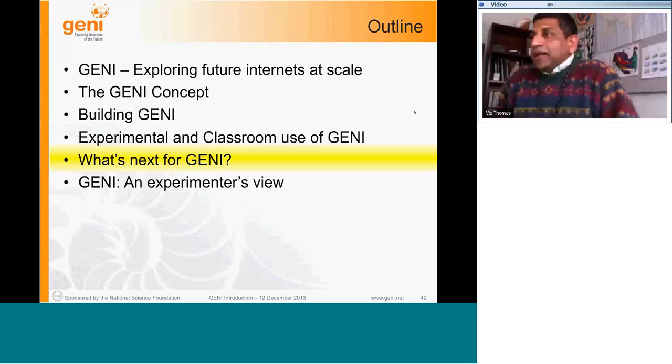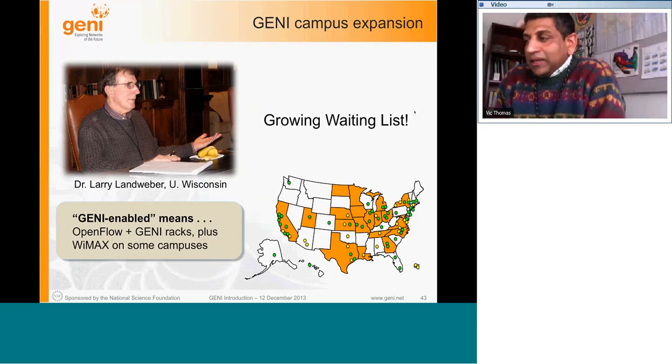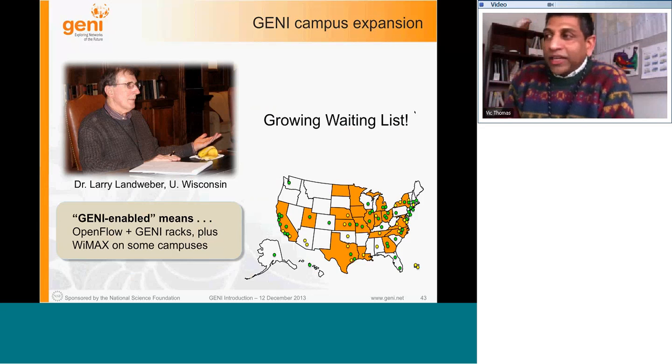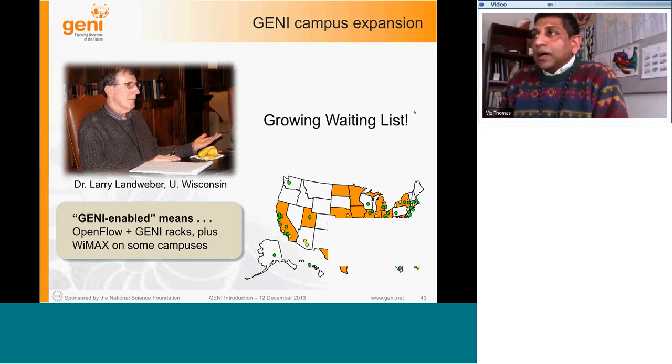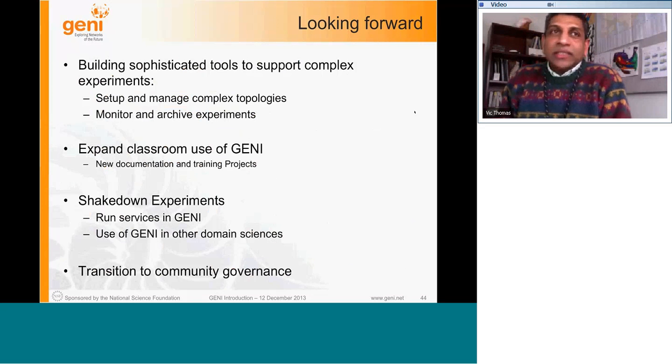What's next for GENI? Continued expansion, deployment of racks. Larry Landweber, who's an emeritus professor at the University of Wisconsin, essentially manages this. You're already on the list for a rack, so you don't have to worry about it. But if somebody wants a rack, he's the person to talk to. More sophisticated tools. As I said, our experimenter community is not only growing, but they're running more complex experiments, which means better tools. We have more sophisticated tools being built.